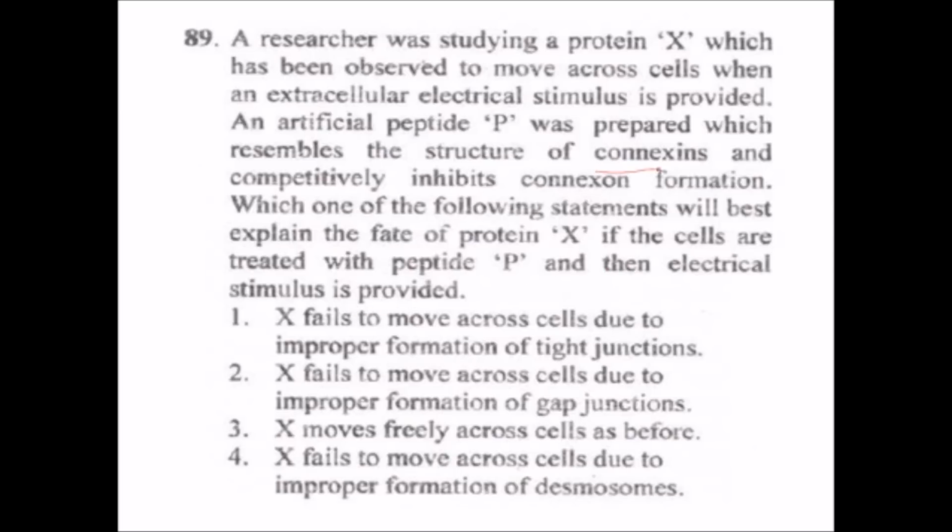Actually, connexins are responsible for maintaining the proper functioning of the gap junctions. If they are not formed properly, then protein X will definitely fail to move across the cell due to improper formation of gap junctions. So the answer will be number 2.